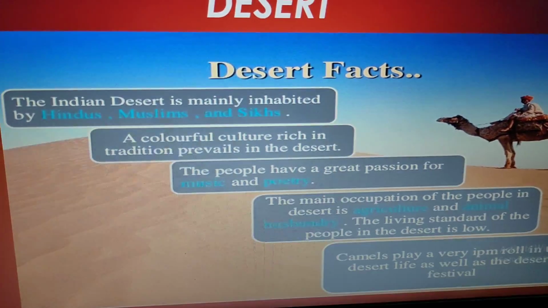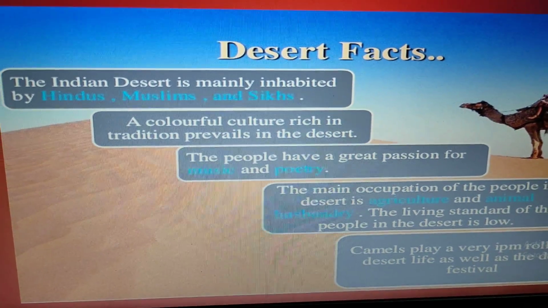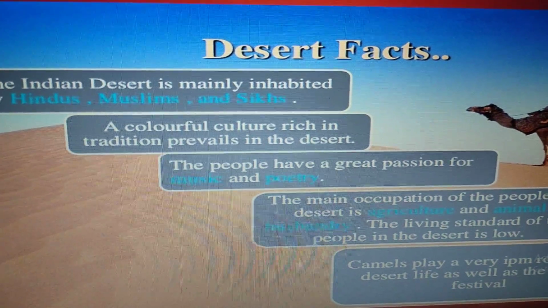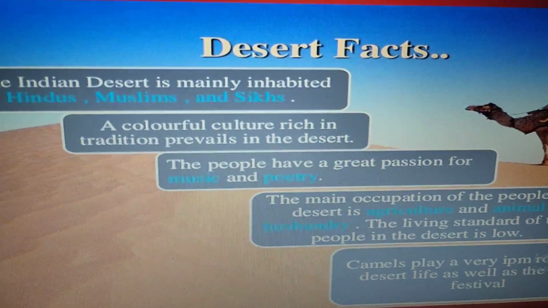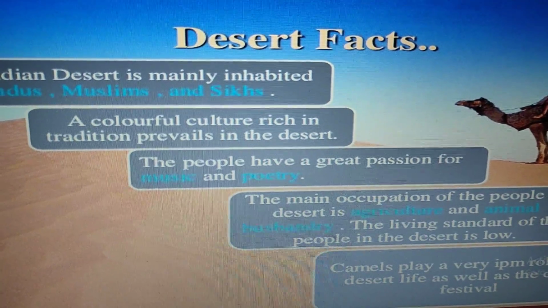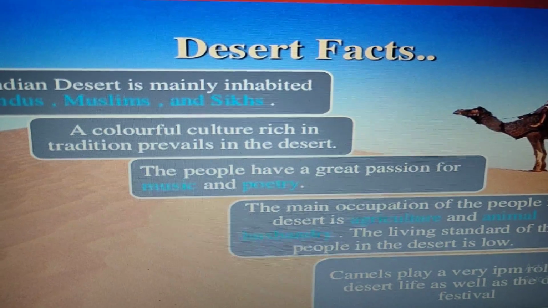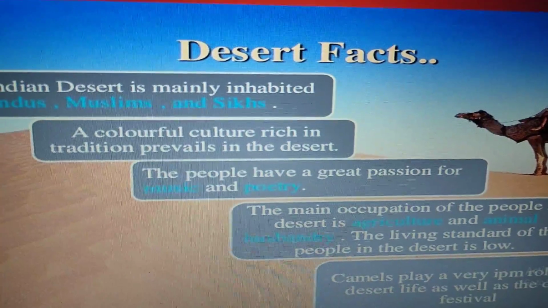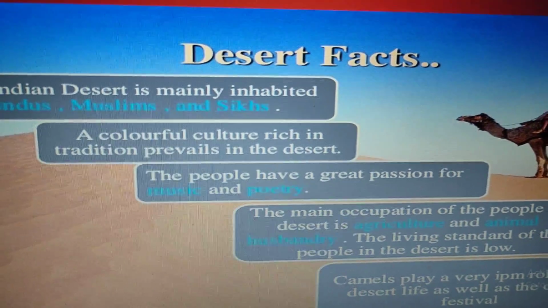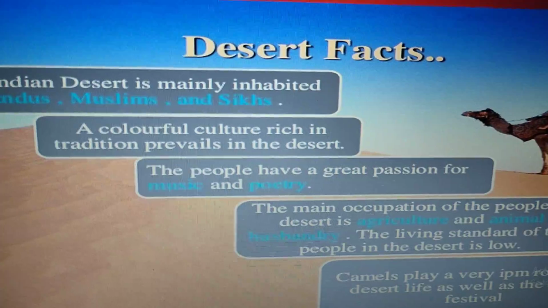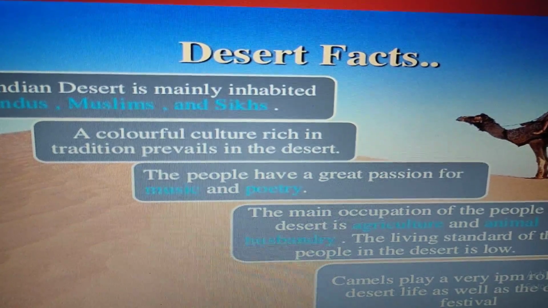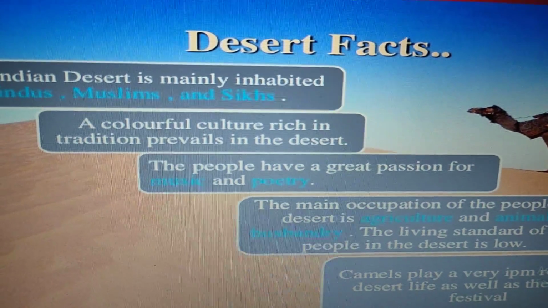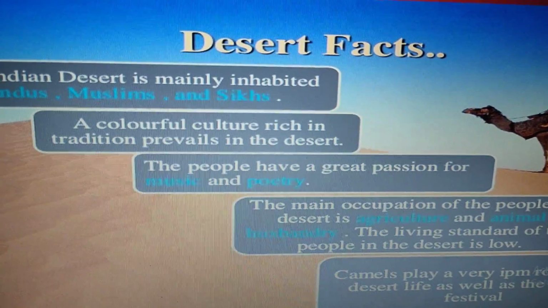Desert facts. The Indian desert is mainly inhabited by Hindus, Muslims, and Sikhs. A colorful culture rich in tradition prevails in the desert. The people have a great passion for music and poetry, right? Rajasthani folk songs and folk dances are famous all across the world. The colorful culture and rich heritage of Rajasthan are famous all across the world. Tourists from all across the world, when they visit India, make Rajasthan their top priority.